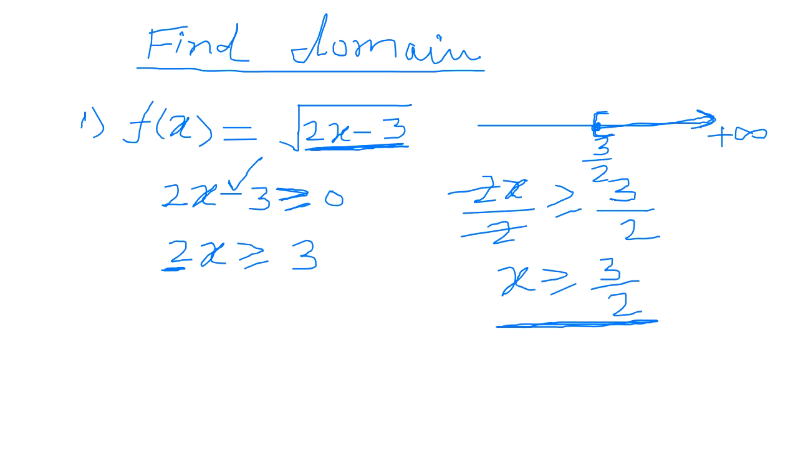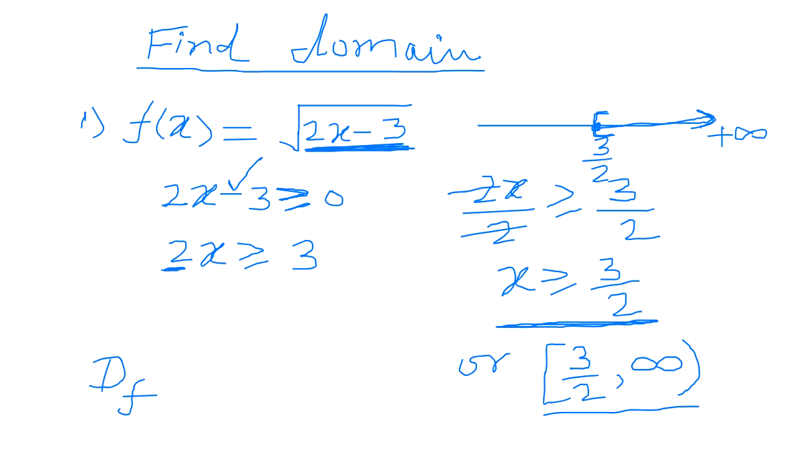So this means x equal to 3 over 2 and x greater than 3 over 2. When greater, it means right, up to positive infinity. So this is the domain of this function, the square root of 2x minus 3. The domain of the function, Df, is equal to the closed bracket 3 over 2 up to positive infinity. Do you understand this?